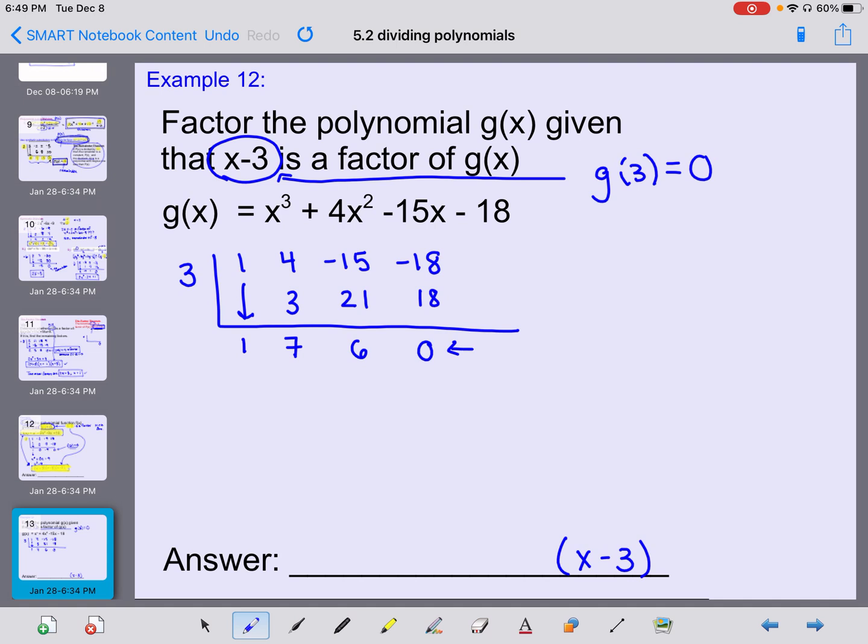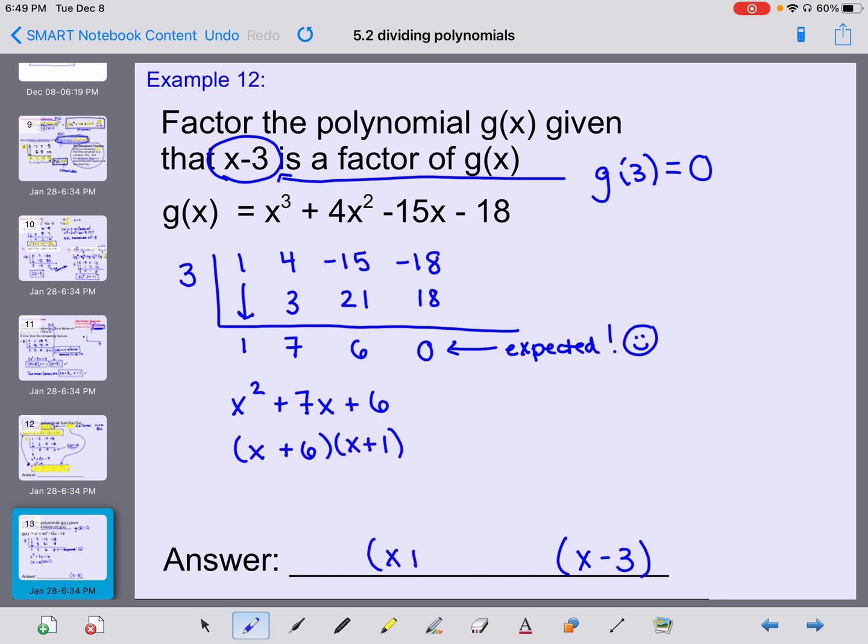We get a 0 at the end. That was expected. Okay, all right, that's a good thing. If we didn't get a 0 there, we'd be a little concerned. I'm going to decrease from a cubic to a quadratic. And then I'm going to factor this. So my final answer is x plus 6, x plus 1, and don't forget that x minus 3 that was given to you in the beginning.